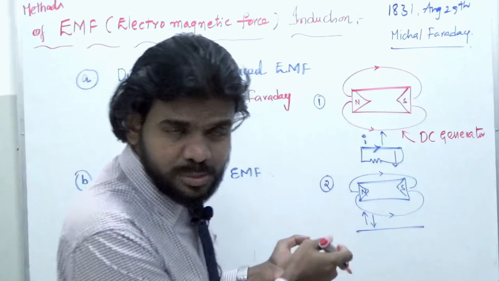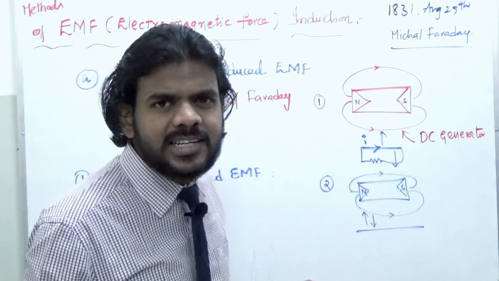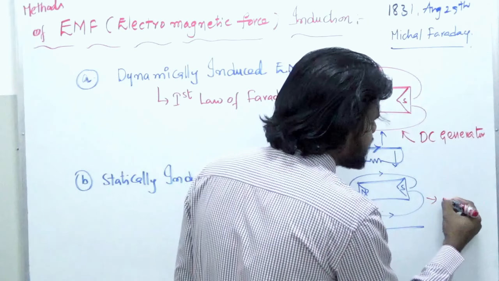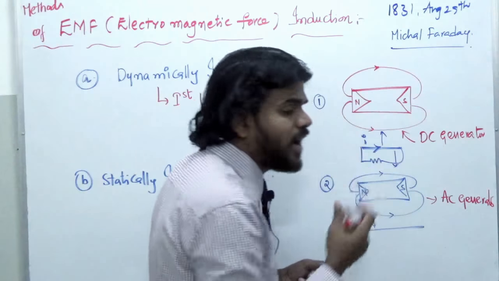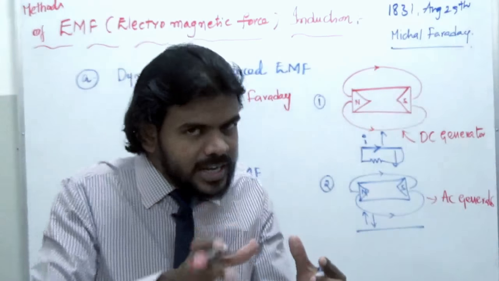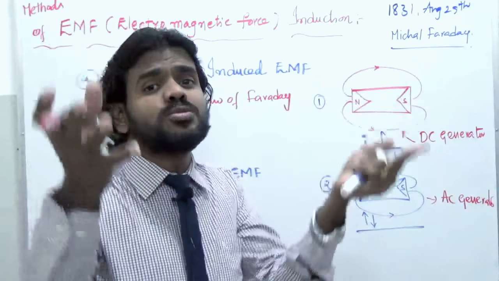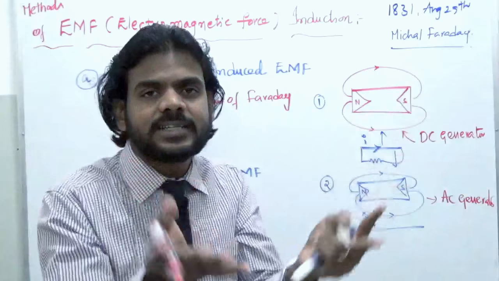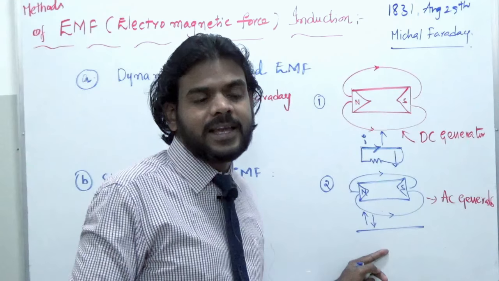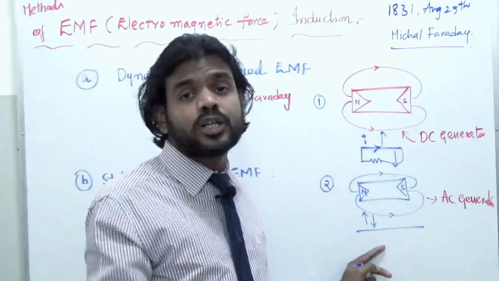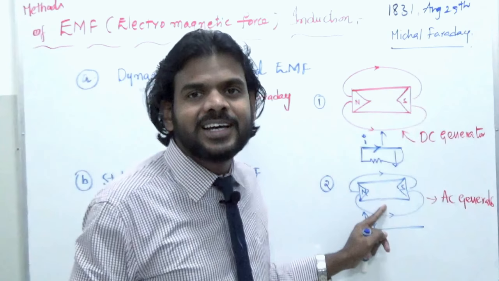In which machine is this way of EMF induction seen in real time? You would find it in AC generators. In AC generators, basically you find the field on the rotor in movement, and the conductors are distributed in the windings on the stator. So what was it? The conductors are static on the stator, but the field is rotating, dynamic on the rotor.